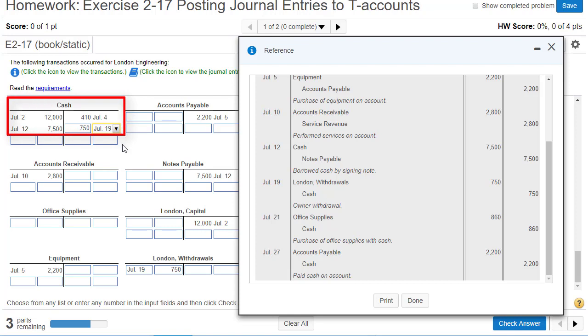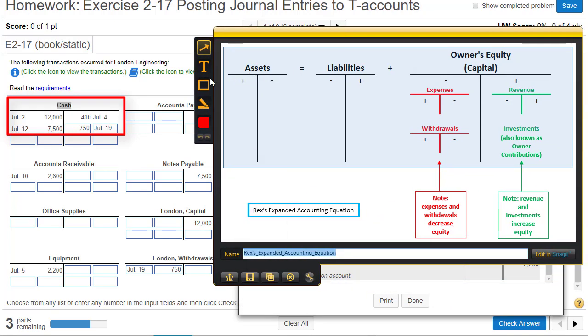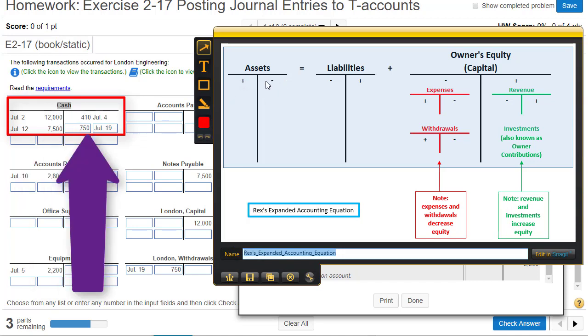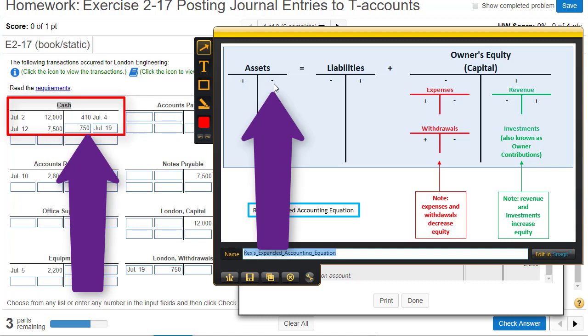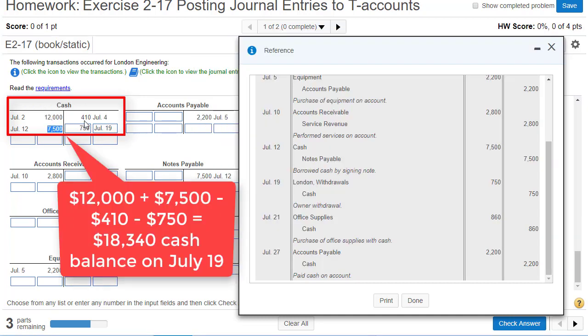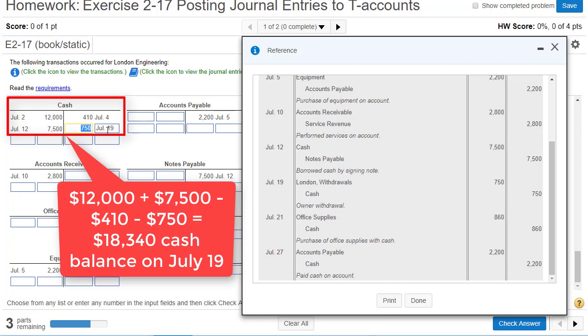Now, while we're posting, if our boss asked us, well, on July 19th, how much cash do we have? Well, we could calculate it. But first, we would need to know our pluses and minuses. So the first task is to know what type of account is cash? Cash is an asset. So the numbers on the left side are pluses or deposits, and the numbers on the right side are subtractions or probably checks. So to calculate the July 19th balance, if our boss asked us that, we'd say it's $12,000 plus $750 minus $410 minus $750. And whatever that number is would be our balance as of July 19th.